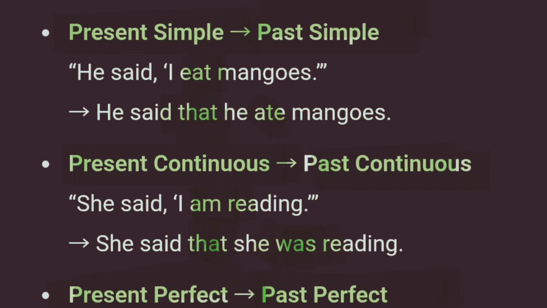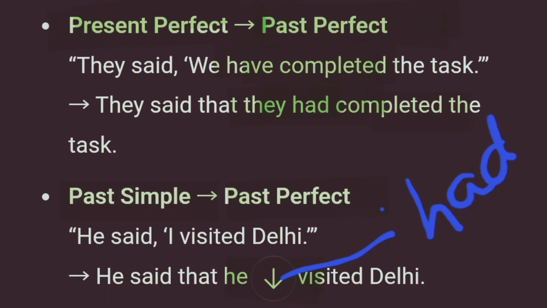Now, present continuous tense will become past continuous tense. Let's see. She said, I am reading. So now in indirect speech, it will change to past continuous. So, she said that she was reading. In present perfect, it will become past perfect. They said, we have completed the task. Now here in indirect speech, we will say, they said that they had completed the task.